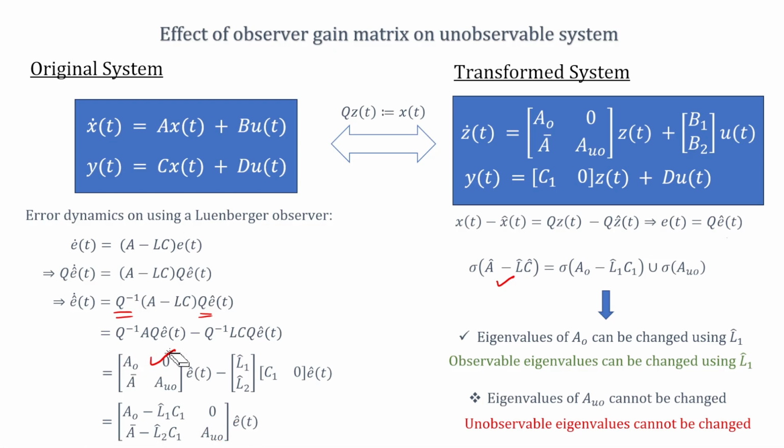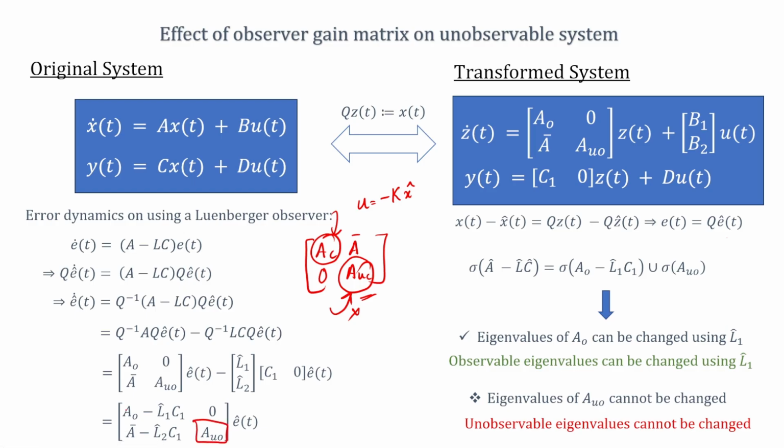This is similar to what we did for the controllability canonical form, where we had a matrix of this form. We said that we can change the eigenvalues of AC using a control law of the form u equal to minus Kz or K x hat. We could change the eigenvalues of this part of the matrix, but we could not change the eigenvalues of this part. So the eigenvalues of this part were called the uncontrollable eigenvalues. Similarly, the eigenvalues of this part are called the unobservable eigenvalues. These are the eigenvalues I won't be able to change, and these are the eigenvalues I will be able to change.